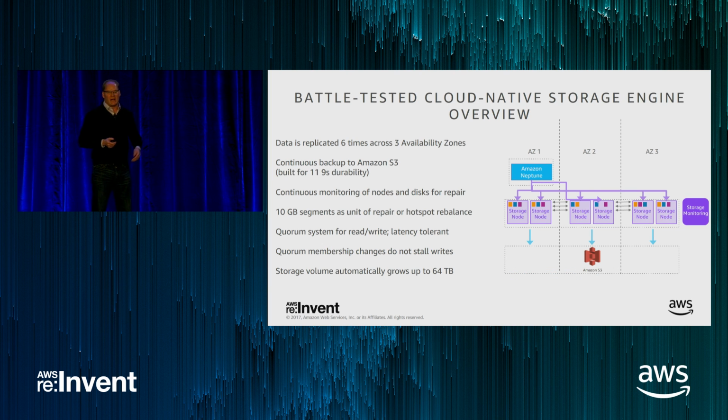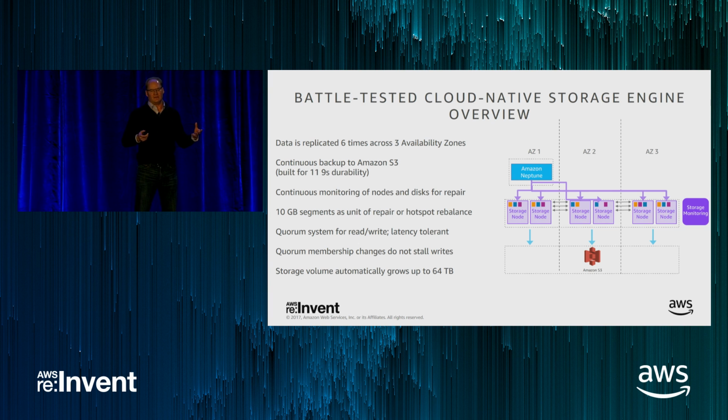So let's take a deeper dive into the Neptune storage engine. The Neptune storage engine is a replication system across 3 availability zones. In each of the availability zones, there are always 2 copies of the data made. Those copies live on storage nodes in 10 gigabyte segments, and each of those segments is correlated across the 6 instance nodes. And there are many, many instance nodes in a particular cluster.